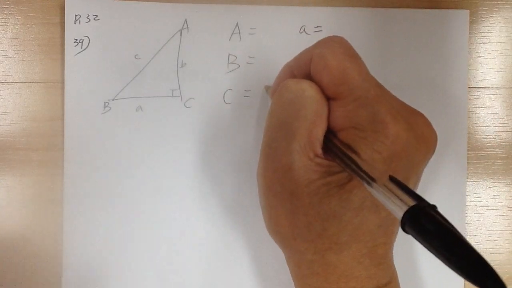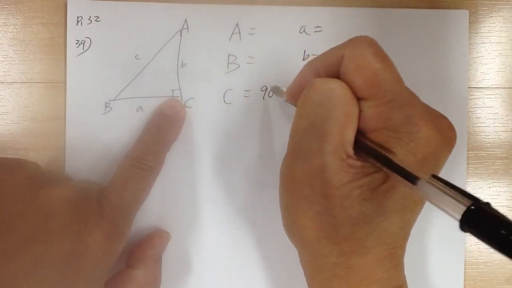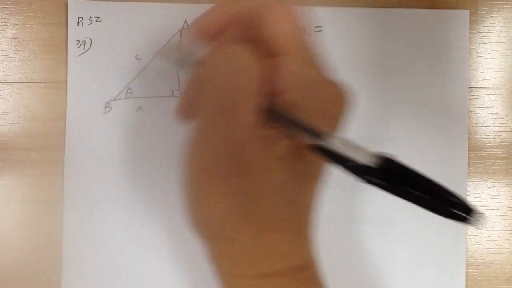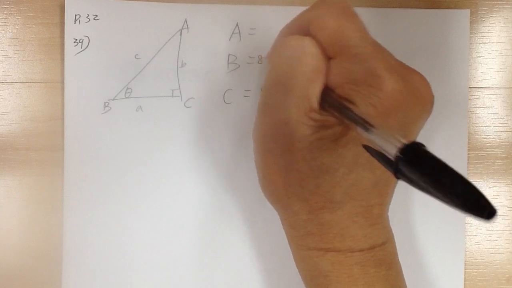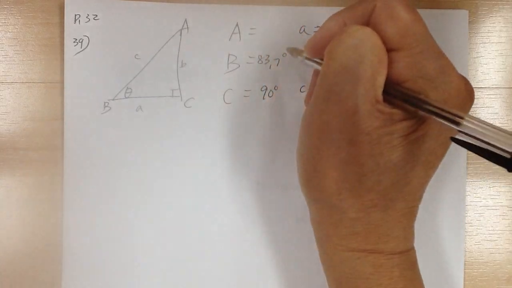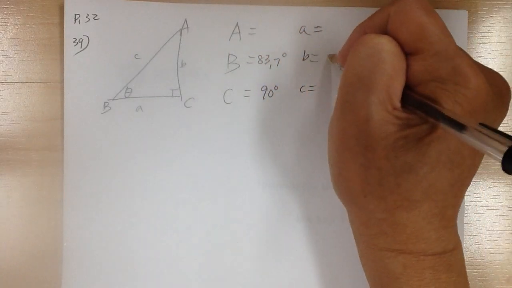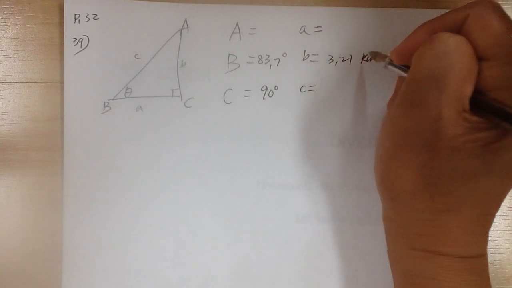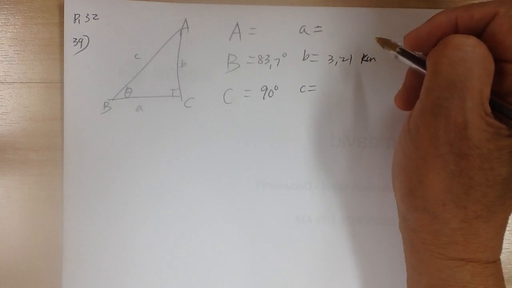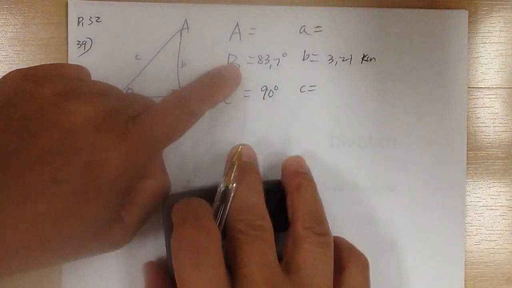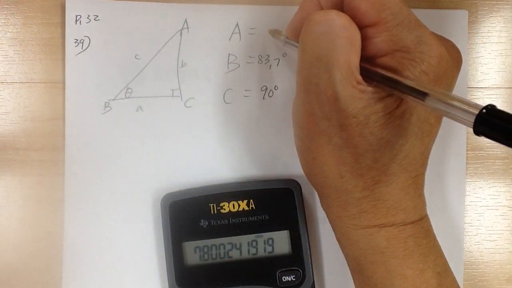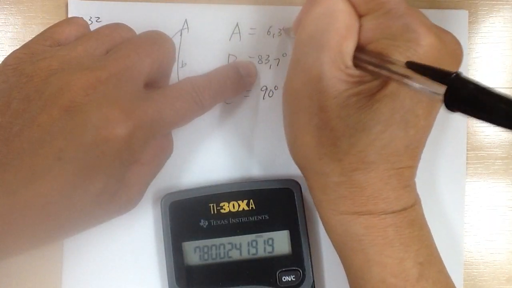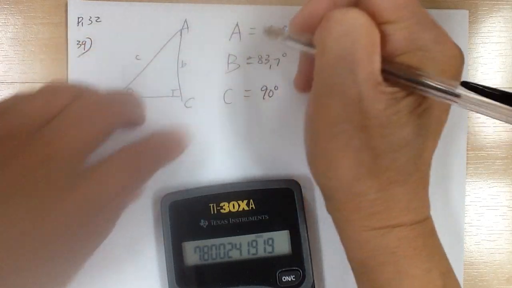Again, angle C is 90 degrees. It's a right angle. Given theta, which is over here, that's angle B, so it's 83.7 degrees. And small b is 3.21 kilometers. Using the complementary angle, 90 minus that will give you 6.3 degrees.